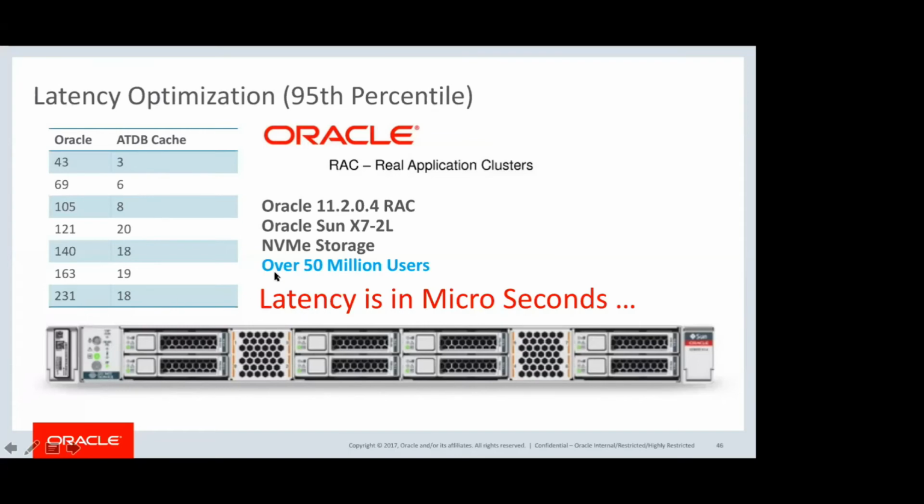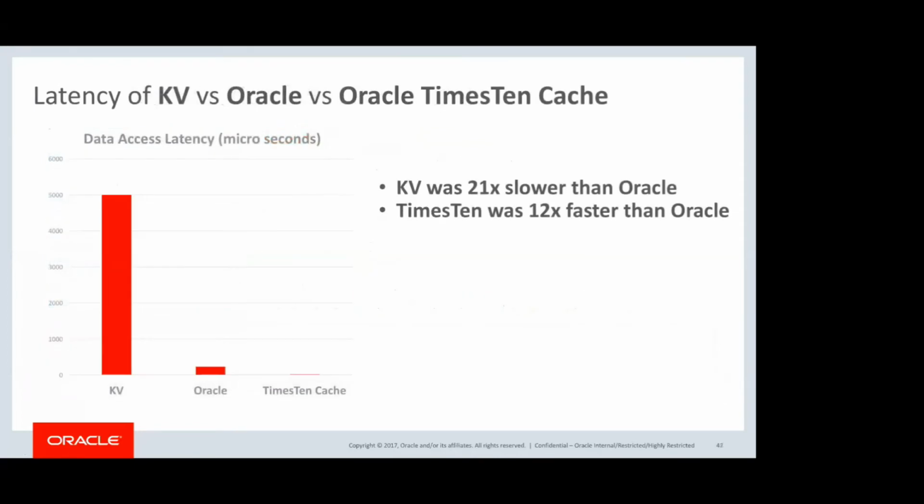So this was using 50 million concurrent users. So let's just compare that with what that same customer had as a cache. So Oracle was doing stuff on average well under a millisecond. So 1000 microseconds is about a millisecond.